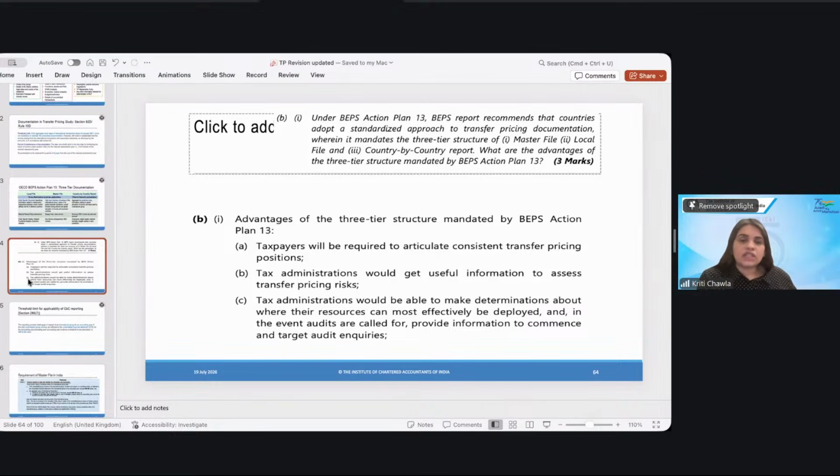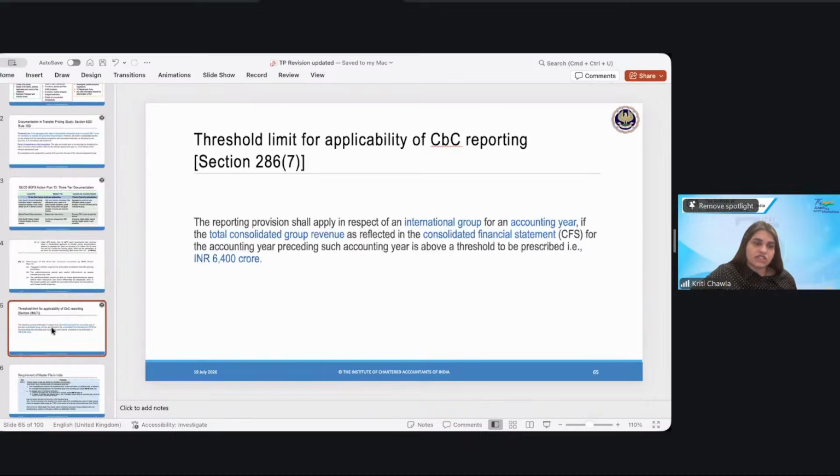So the advantages are that, after this, the taxpayers will be required to articulate consistent transfer pricing positions. Tax administrations will also get useful information to assess transfer pricing risk. And tax administrations will be able to make determinations about where their resources can be most effectively deployed. And in case audits are called for, it's going to provide information to commence and target audit inquiries. So this is what was actually needed.